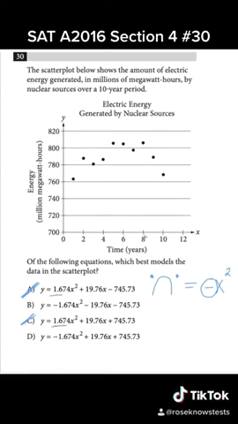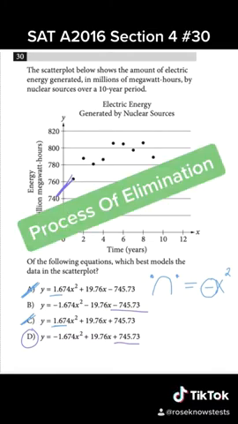Then we know, okay, what's the difference between B and D? Here, the intercept is negative in B and the intercept is positive in D. Well, it looks like it crosses at positive, so it must be D. And that's how you solve that question really quickly without doing any math.